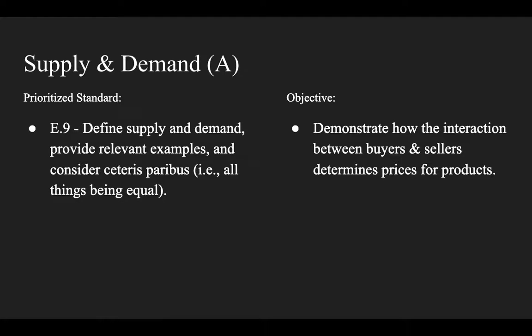Hello, this is the Supply and Demand Section 8 lecture. Our prioritized standard is Economic Standard 9. Objectively, we're going to demonstrate how the interaction between buyers and sellers determines prices for products.